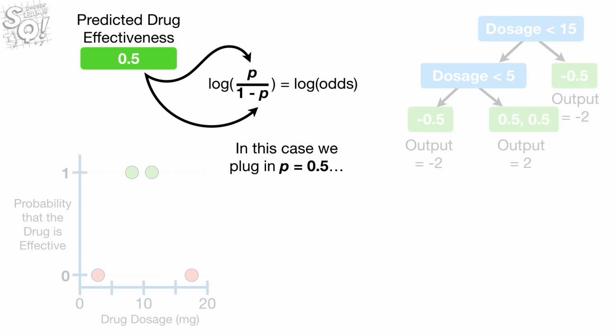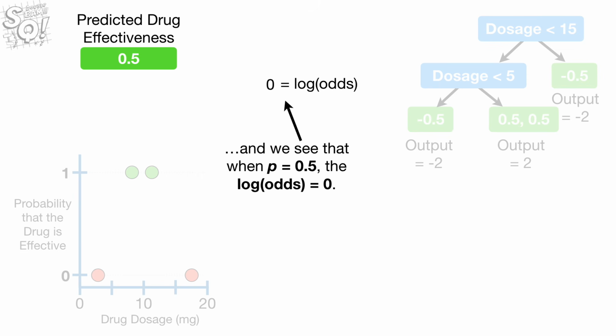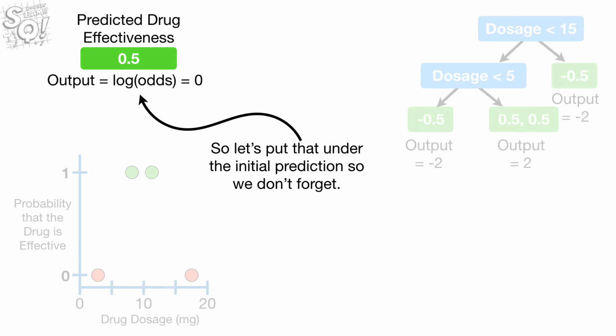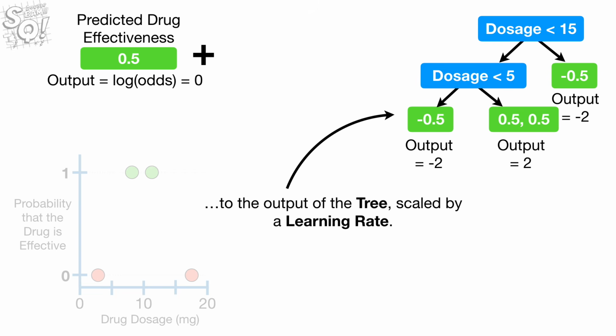In this case, we plug in p equals 0.5, do the math, and we see that when p equals 0.5, the log of the odds equals 0. So let's put that under the initial prediction so we don't forget. Now, just like unextreme gradient boost for classification, we add the log odds of the initial prediction to the output of the tree scaled by a learning rate.